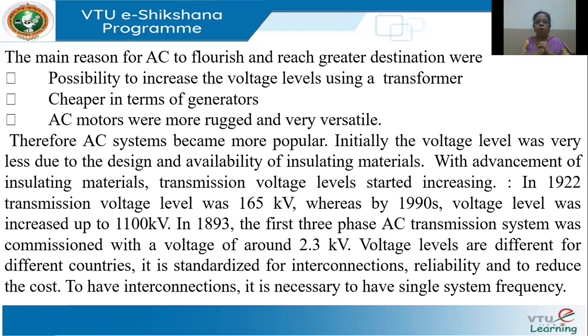Of course, it's not just one invention which will revolutionize. We still had low voltages. The problem was not with the transformer design, but with the materials available in those days. How do you insulate and protect people? For this insulation, the choice of materials available was not very good, and therefore the levels were still low. If you trace the history, in 1922, in a span of about 40 years, the voltage level reached around 165 kV, and by the 1990s it reached up to 1100 kV. So starting with just 2.3 kV in 1893, today we have gone up to 1100 kV.